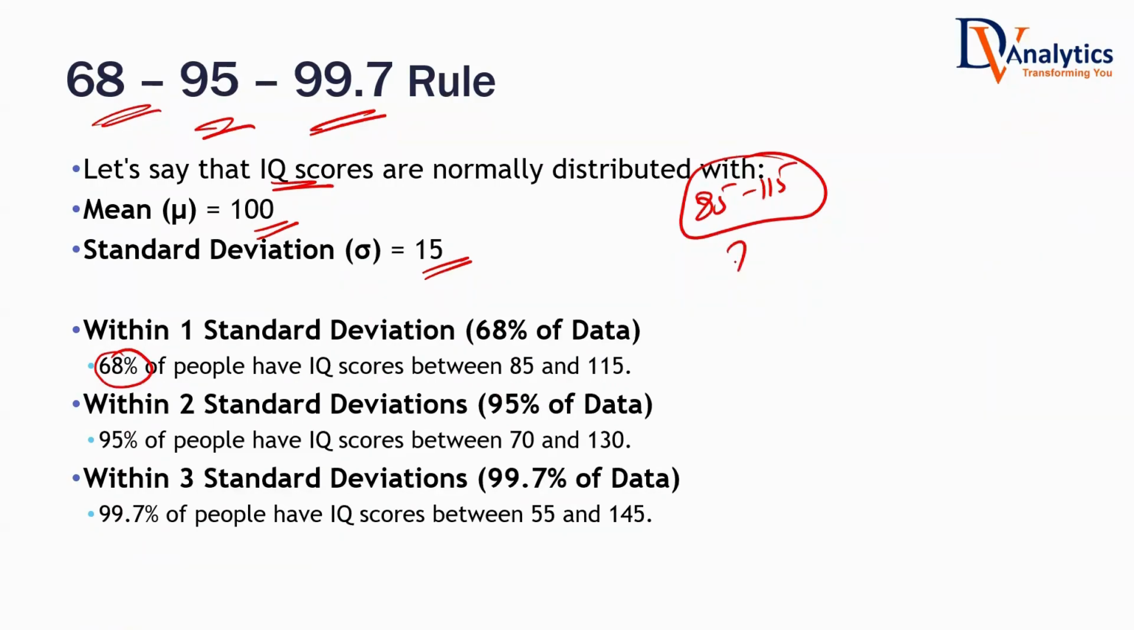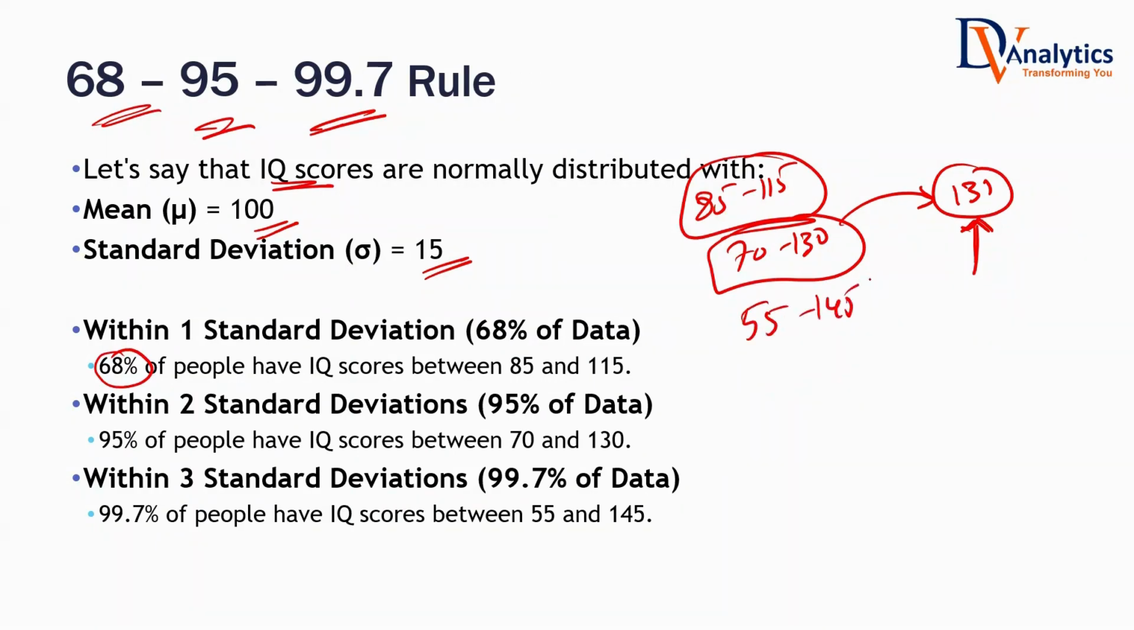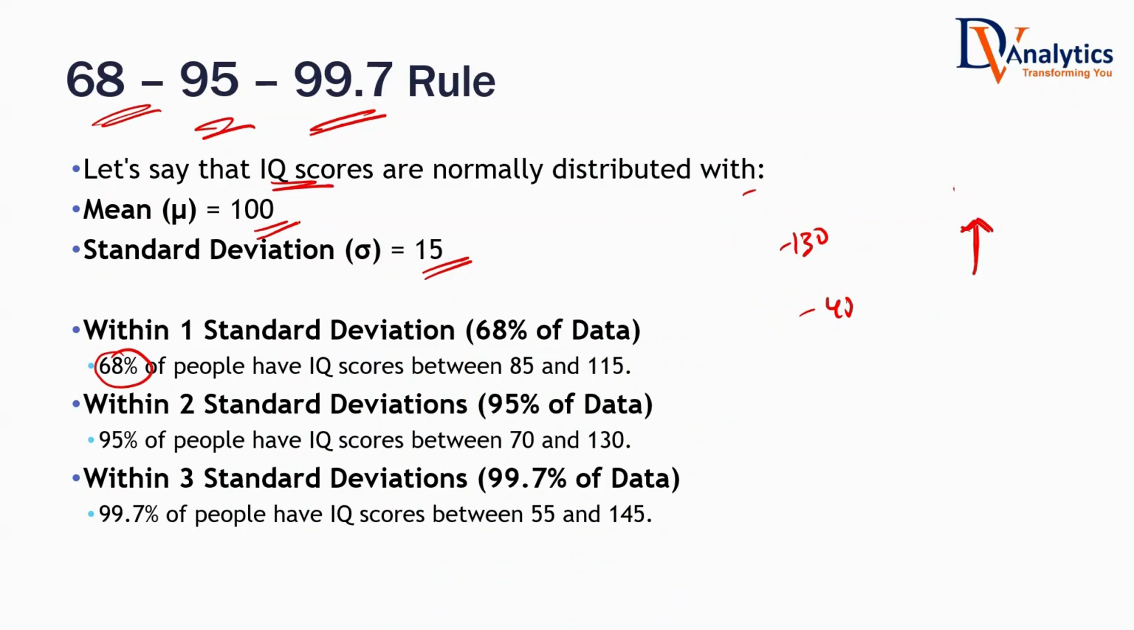95% of the people will be in the range of 70 to 130. That means if somebody has an IQ which is more than 130, he can boast about it. Why? Because this guy is better than 95% of the population. And 55 to 145 is 3 sigma. What am I doing here? I'm taking 100 plus or minus 1 sigma, which is 85 to 115, plus or minus 2 sigma is 70 to 130, plus or minus 3 sigma is 55 to 145.